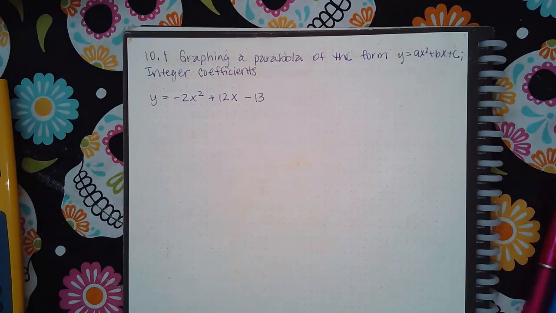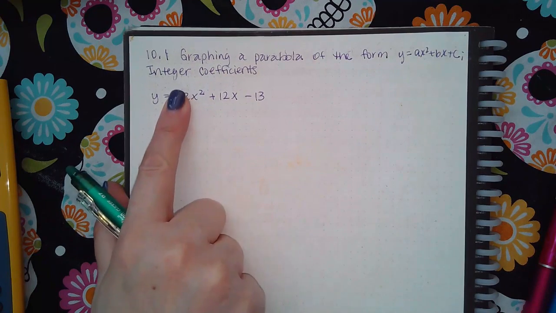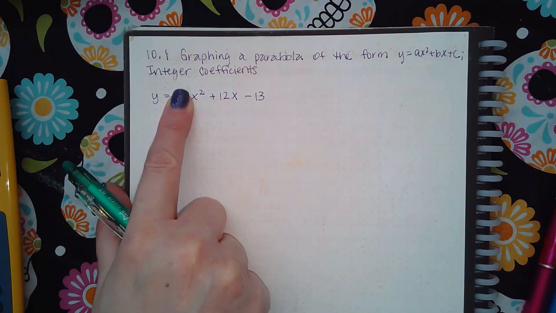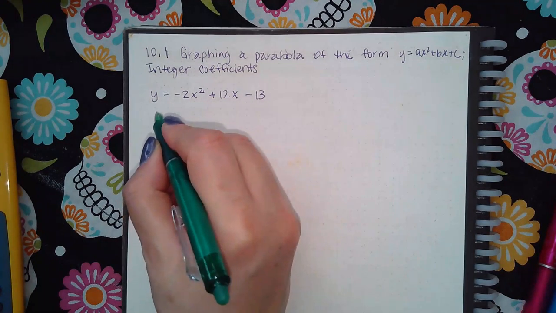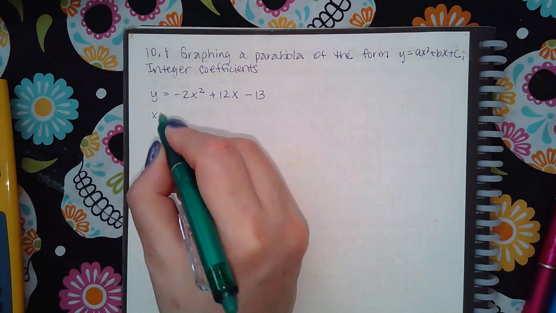Okay, here we are with 10.1, graphing a parabola of the form y equals x squared plus bx plus c with integer coefficients. So really, we've already done this topic. We just didn't have a number in the front here. But the technique is exactly the same. Figure out where the center is, plot 2 points to the left, 2 points to the right, and then click the graphing icon. So how do we find that center when it's written like this?